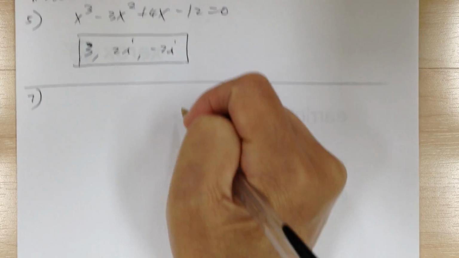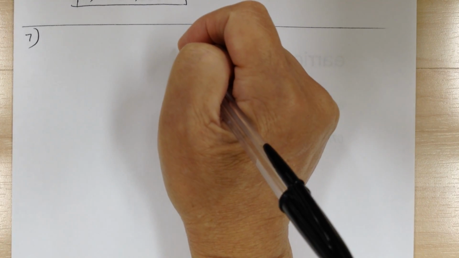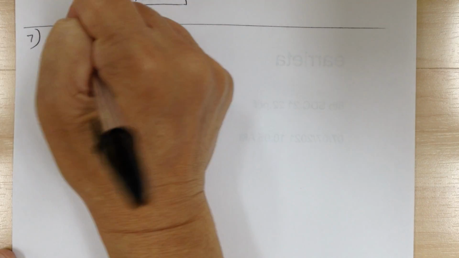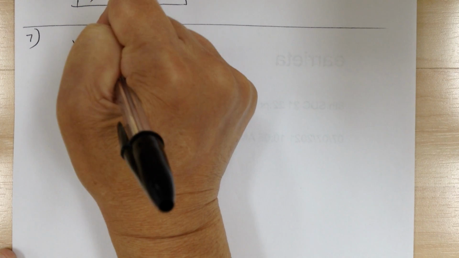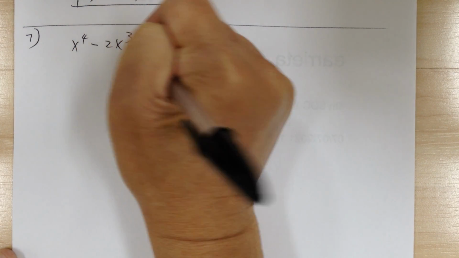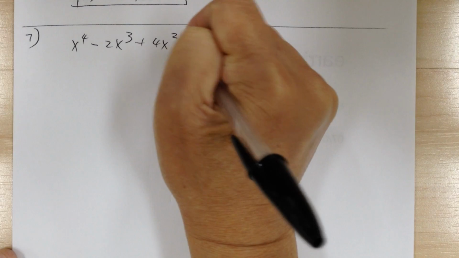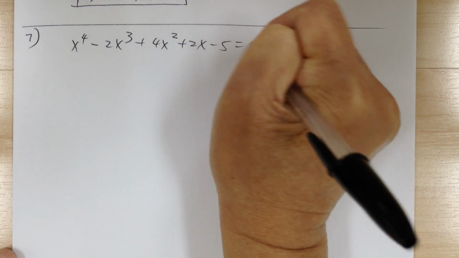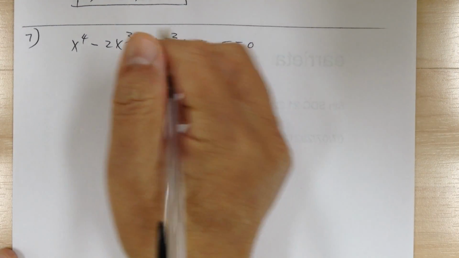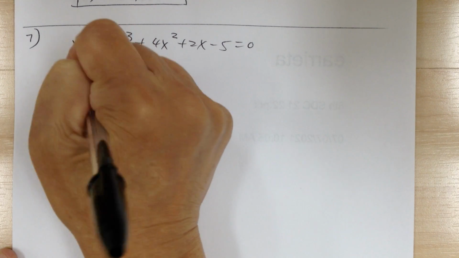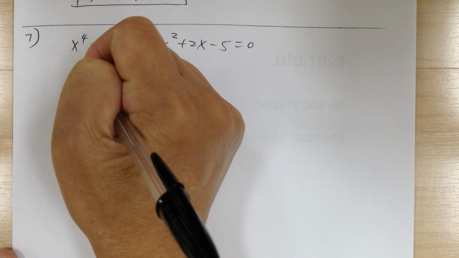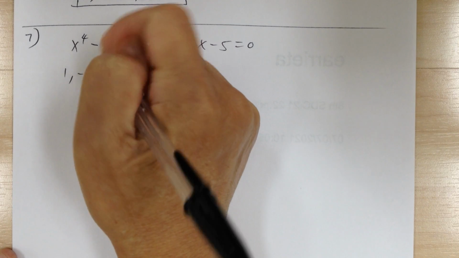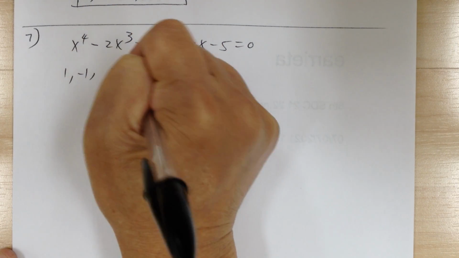Okay, number 7. So you have x to the 4 minus 2x to the 3 plus 4x squared plus 2x minus 5 equal to 0. Two answers are given. So you've got negative 1, and you've got 1 minus 2i.